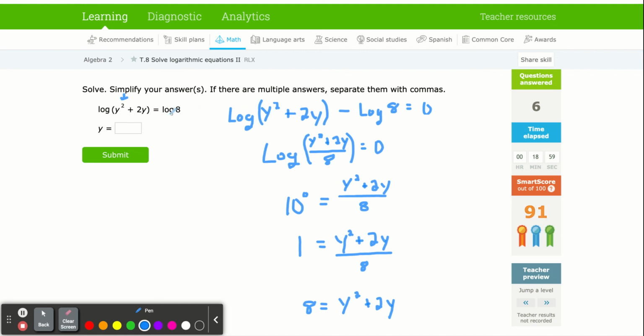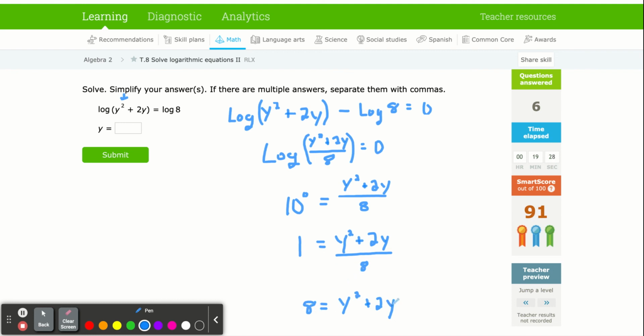What I've done is I first minused the log of 8 to the left side so I can keep the y squared plus 2y on top of the fraction when I combine the two logarithms. Since it's subtraction, it becomes the log of (y squared plus 2y) over 8 as a single common log equaling 0. Now I change it to exponential form, 10 to the 0 power, because it's common log to this exponent, equals the (y squared plus 2y) over 8. 10 to the 0 is 1. Multiply both sides by 8.